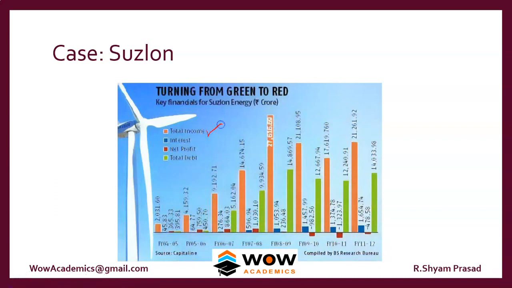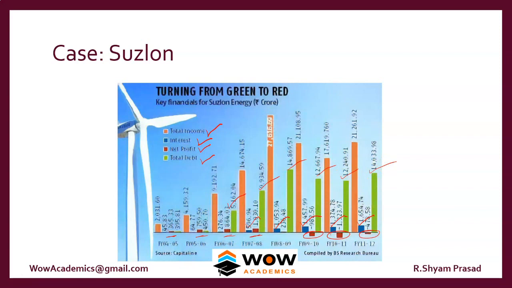So the orange is the net income and the blue is the net interest. Again, red is the net profit and the green is the total debt. If you see their net profit, it is actually very low. Some years it is even at a loss. But if you see their interest, there's no interest here, then interest is rising, rising, it has gone up and up. If you see the debt, it keeps on rising.